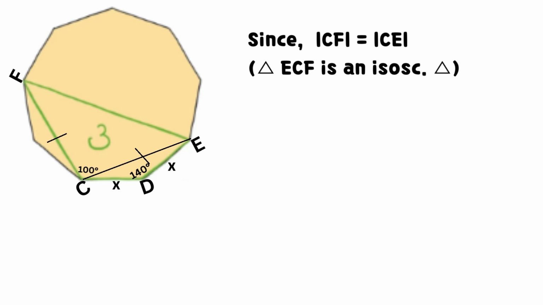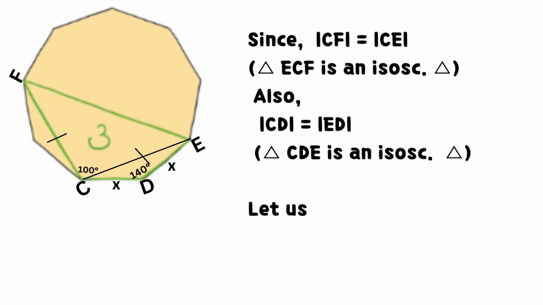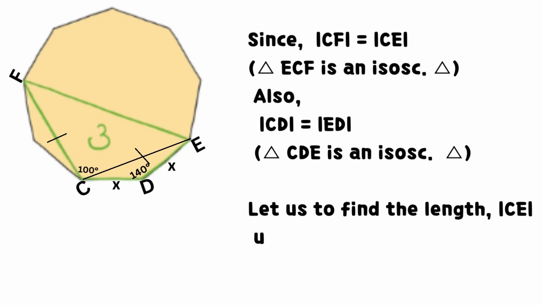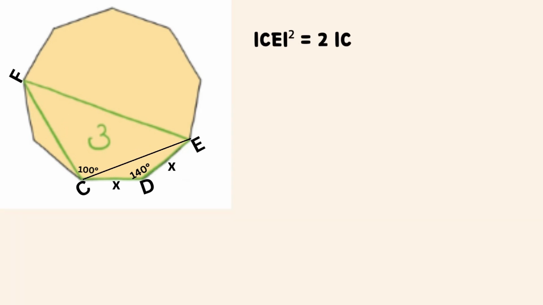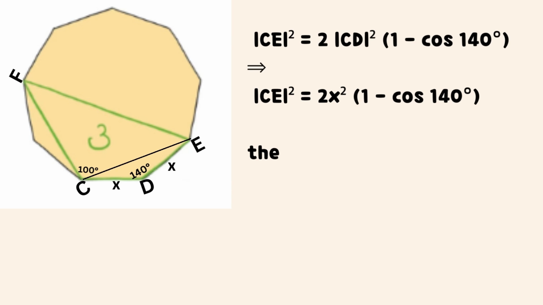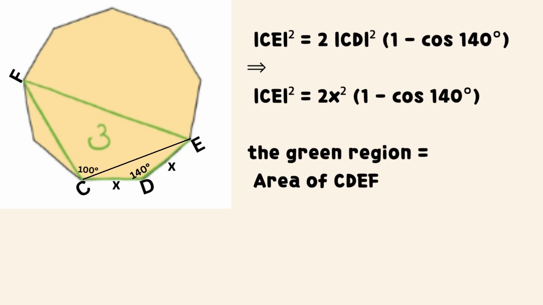Since line CF equals line CE, triangle ECF is an isosceles triangle. Also, line CD equals line ED, so triangle CDE is an isosceles triangle. Let us define the length of line CE using the cosine rule. It signifies that the square of line CE equals the product of 2 and the square of line CD times 1 minus cosine 140 degrees. Substitute x in place of line CD.